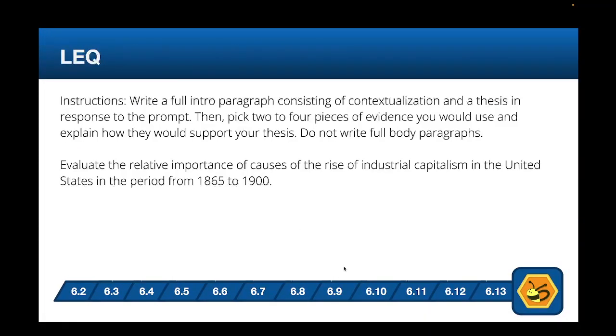Right. Here's what we're doing. We are going to evaluate the relative importance of causes of the rise of industrial capitalism in the U.S. in this period. You're going to write a full intro paragraph that will be mainly your contextualization and your thesis. Then you're going to pick 2 to 4 pieces of evidence that you would use to respond to this LEQ, and write how they would support your thesis. But I don't want you to write them as full body paragraphs, because you just don't have time for that.